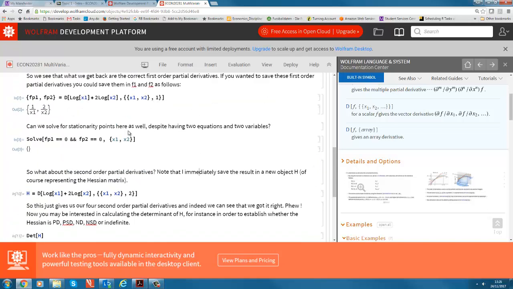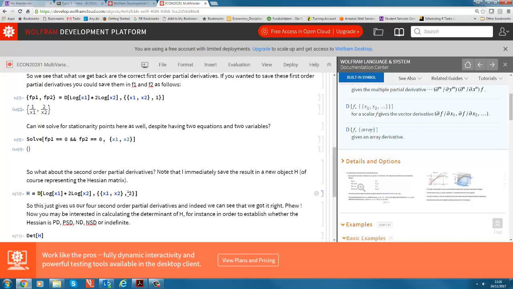I will now, similarly to here, save these results immediately. In fact, I will save them in an object called h for the Hessian, because we know second order derivatives produce the Hessian. So the actual command is very similar. Okay, d again for derivatives. Here's our original function. We want derivatives with respect to x1 and x2, but now not the first order derivatives, but the second one, so comma 2.